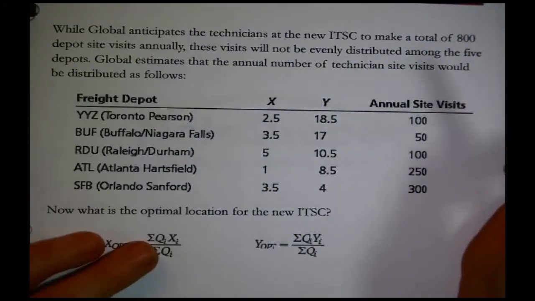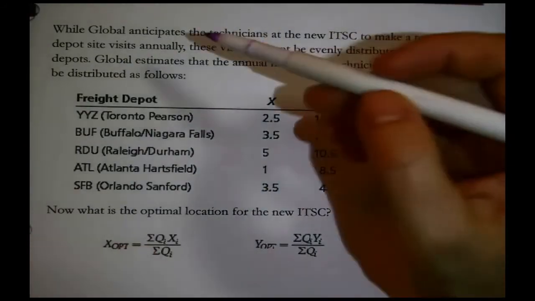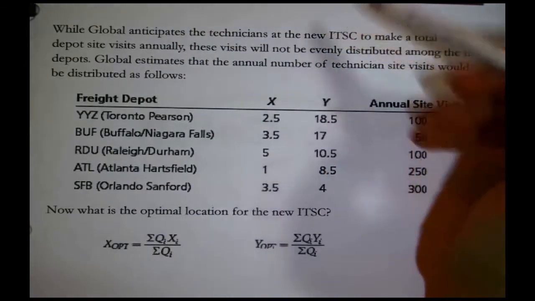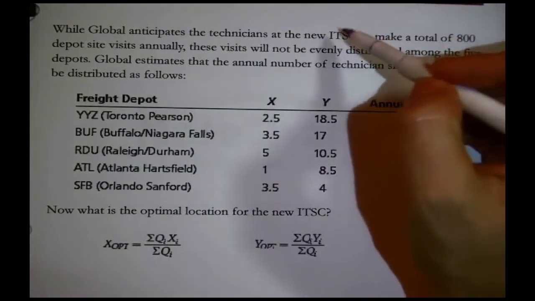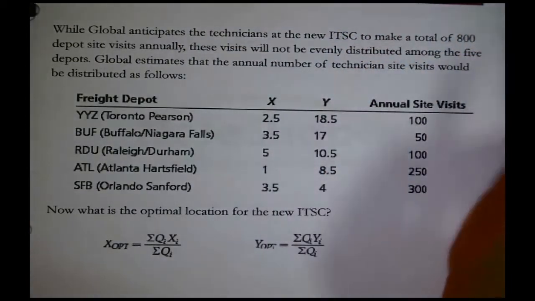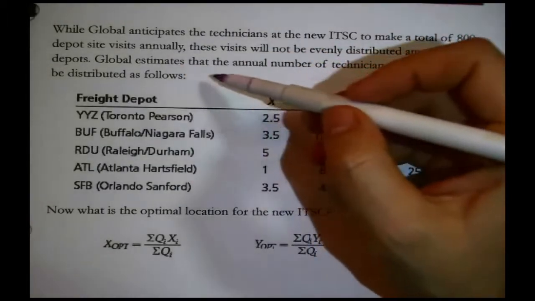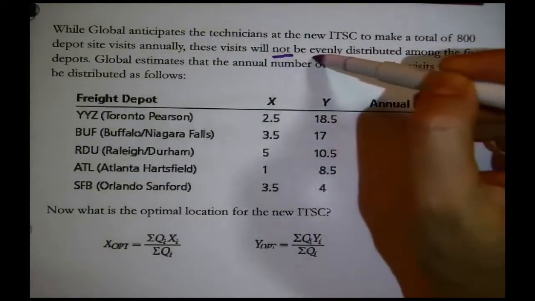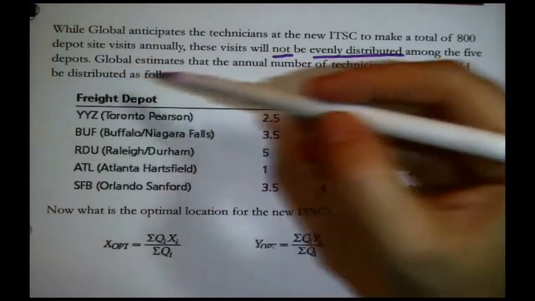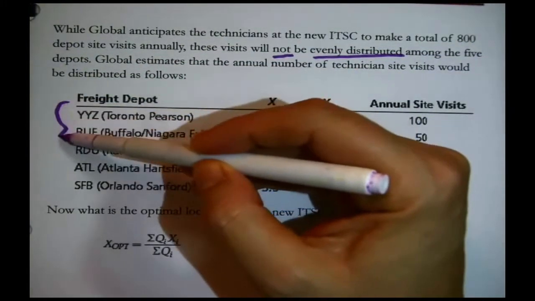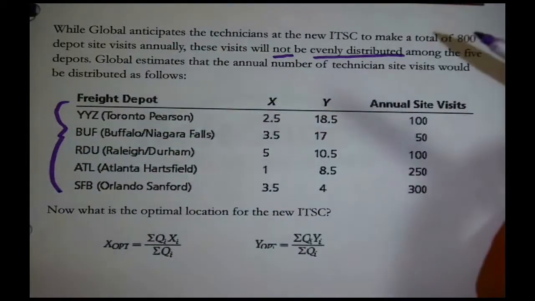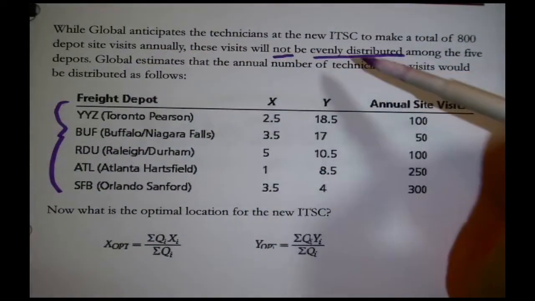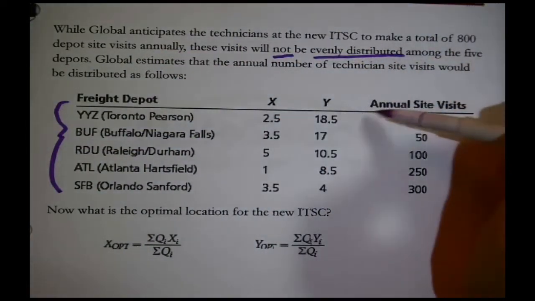All right, well, back up to the top of the story. Global anticipates the technicians at the new ITSC, that's IT Support Center, to make a total of 800 depot visit sites annually. These visits will not be evenly distributed among the 5 depots. These are the 5 freight depots of Global Freightways. Global estimates the annual number of technician visits would be distributed as follows.